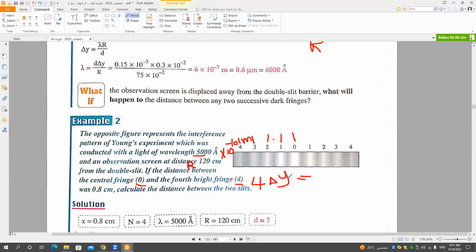Delta y equals lambda r over d. Using your calculator, solve it, but take care of the conversion of centimeter and angstrom, and also centimeter and 0.8, so times 10 power negative 2. Okay.